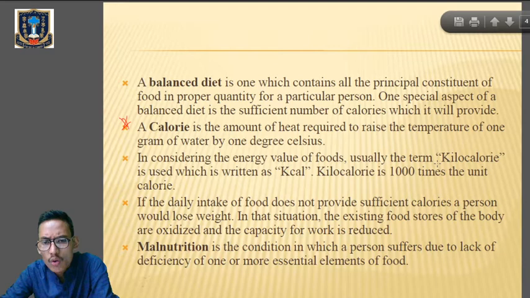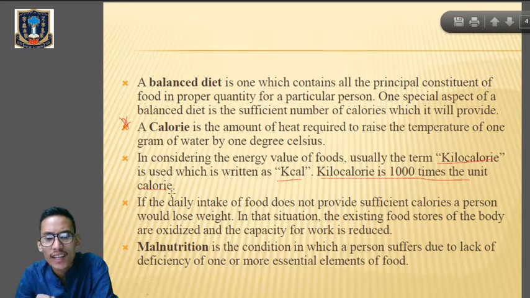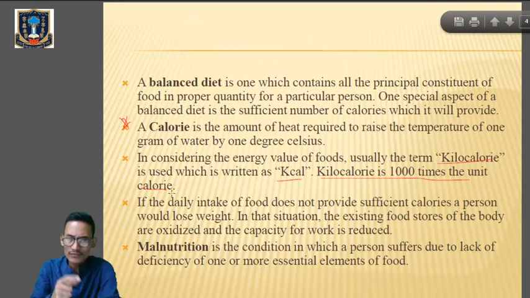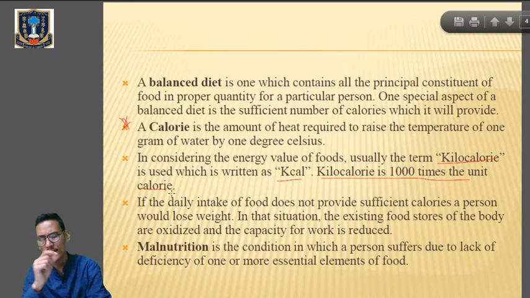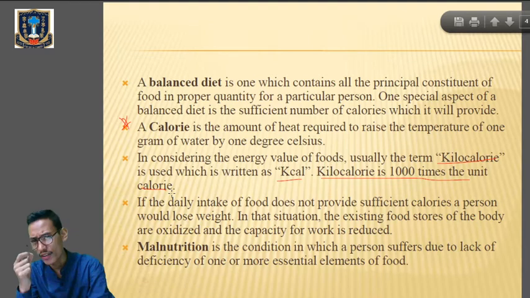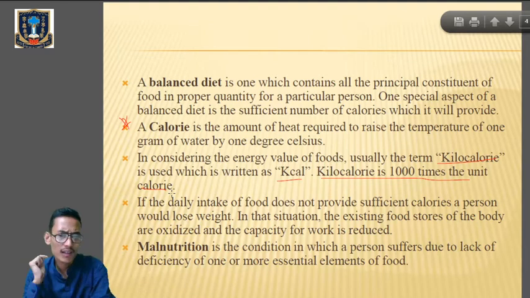So calorie means the amount of heat that is required to raise the temperature of 1 gram of water by 1 degree Celsius, and is mainly represented as kilocalorie. Now, if the daily intake of food does not provide a sufficient amount of calorie for a person, clear? If we are taking food, but that food does not fulfill the calorie demand of an individual per day, then that individual will lose weight.